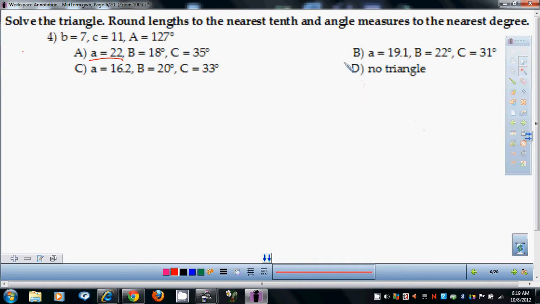No triangle shouldn't be an issue here. It'll pretty much tell you when it's a no triangle situation. All right, here we go. So, I don't know why I squared that. That's not going to be easy.